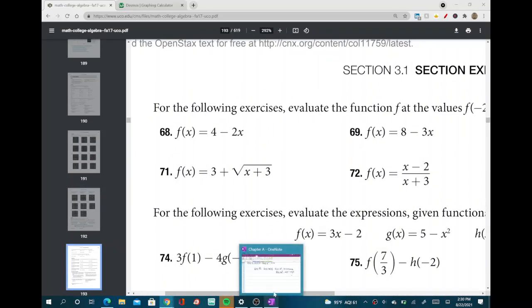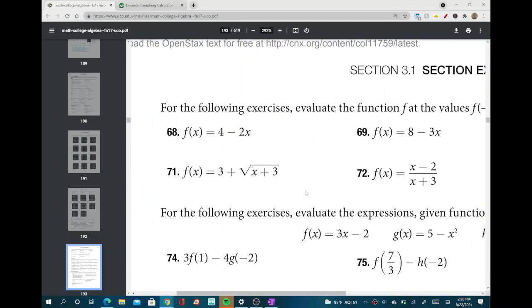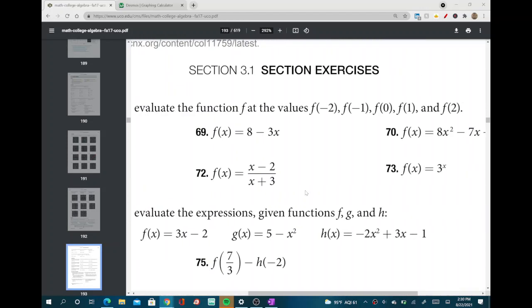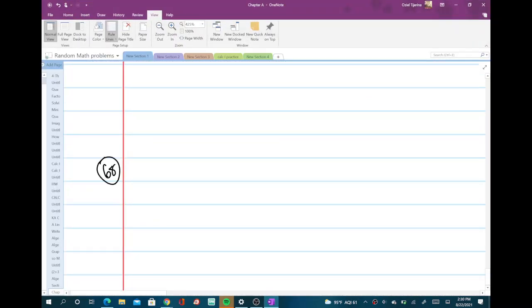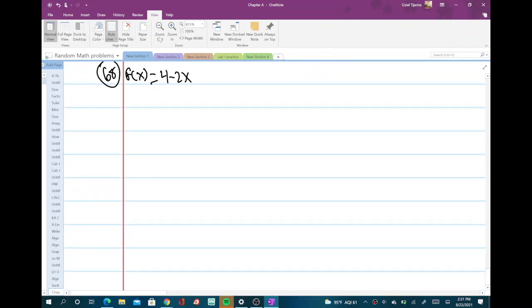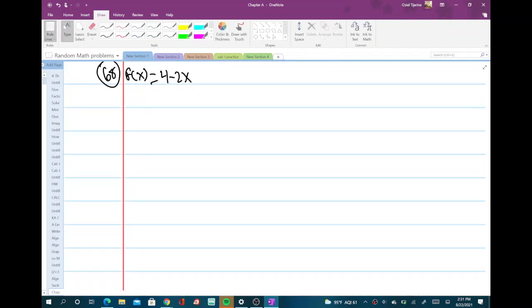Number 68 says they want you to find f of -2, f of -1, f of 0, f of 1, and f of 2. So let's just do number 68. It says f of x equals 4 minus 2x. If we do f of -2, that can be denoted as 4 minus 2 times the quantity -2.